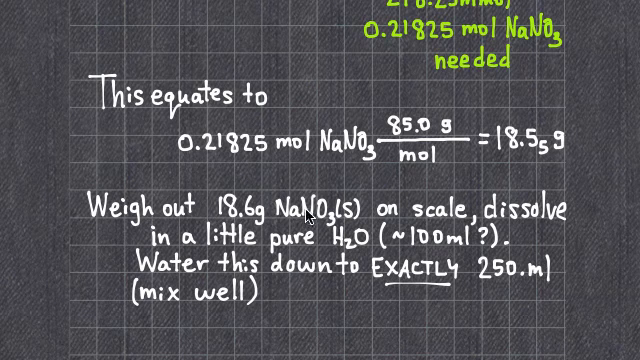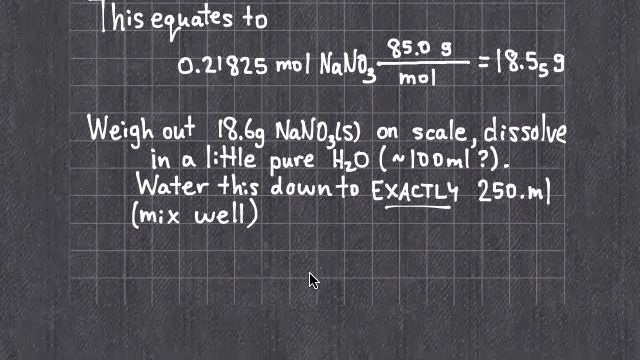So I'll weigh that out on a scale, dissolve it in a little bit of water. It doesn't really matter how much, as long as it doesn't exceed my desired volume of 250. Dissolve that salt in that water, and then stir it up good. Make sure it's all dissolved, and then water down to 250. Maybe invert it once or twice to make sure it's all mixed up good.